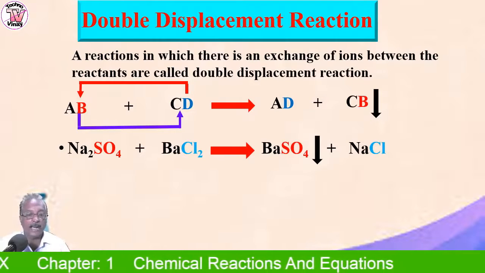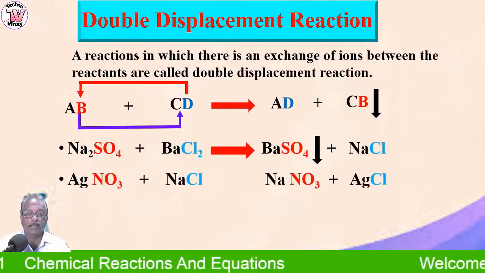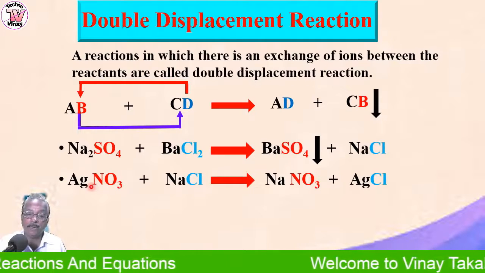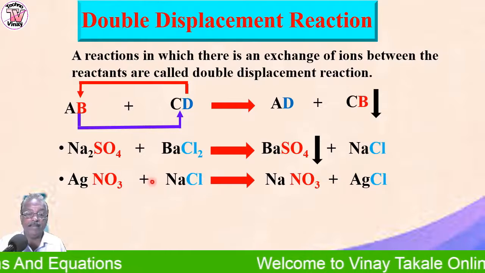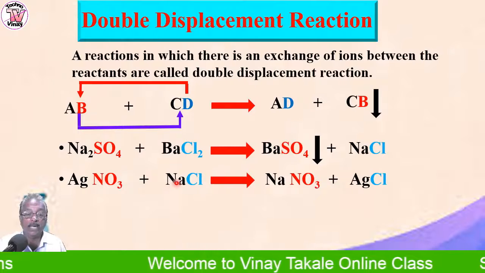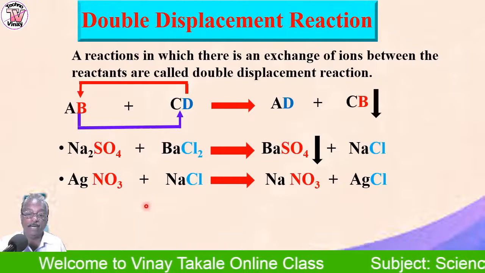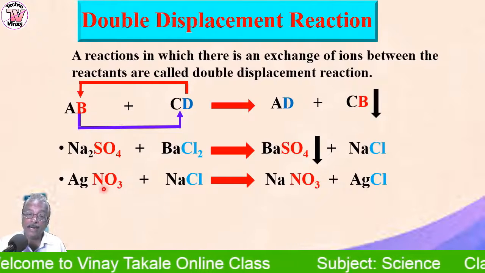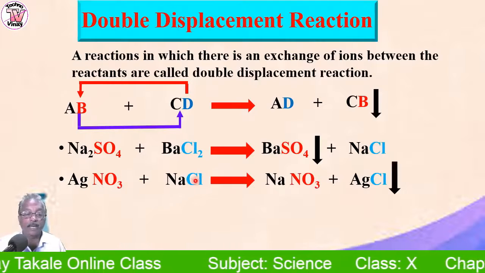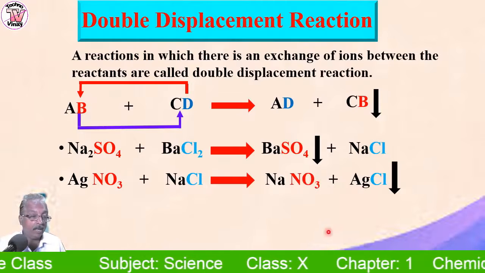Let us see one more reaction. AgNO3 is silver nitrate. When it is reacted with sodium chloride, NaCl, that is common salt, there will be the exchange of ions. Chlorine will combine with silver, and nitrate NO3 will combine with sodium, and hence it will form NaNO3, sodium nitrate, and a precipitate of silver chloride.